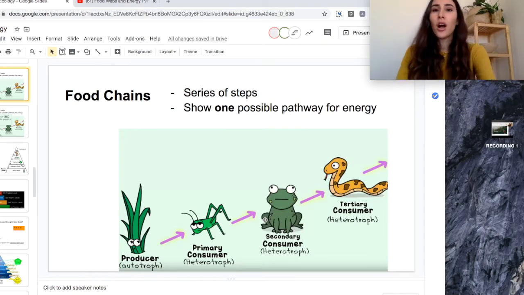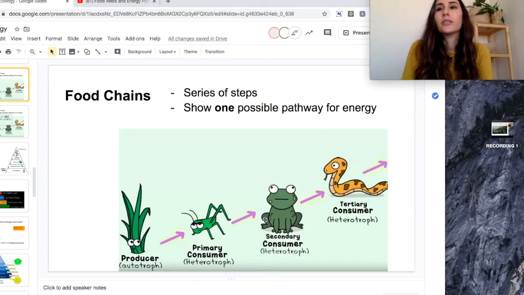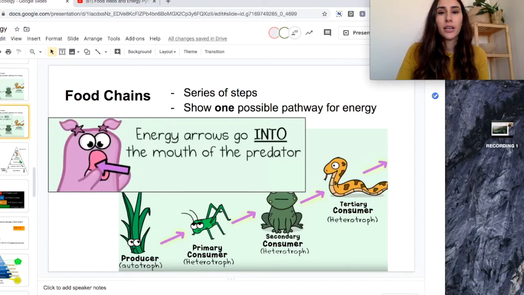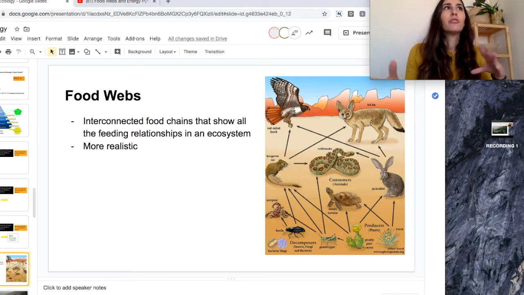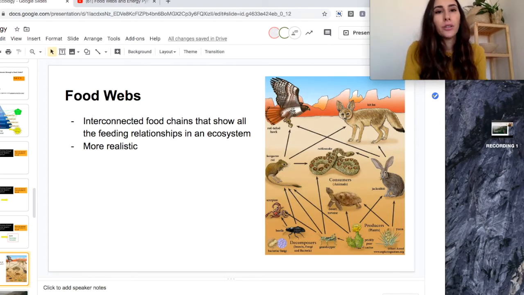In other words, the frog doesn't just eat a grasshopper, it also eats other things too, like other insects or even certain organisms that might be living in the aquatic environment that the frog lives in. So food chains are great simplified representations of ecosystems, but they're not extremely accurate. A more accurate representation is a food web. And a food web basically shows the interconnected food chains, so multiple food chains, and all the feeding relationships that exist in an ecosystem. And therefore, they are a lot more realistic.